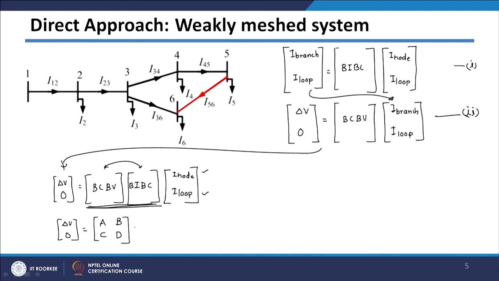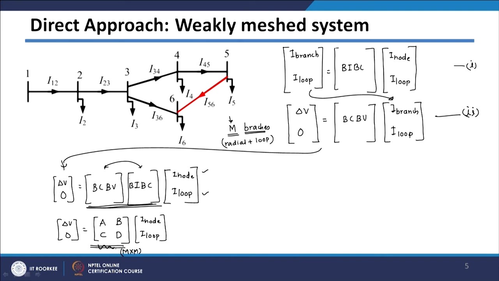After making the multiplication, multiplied by I node and I loop. Now the size of this matrix will be M by M. If there are n number of branches in the system, the size of this matrix will be M by M, where M is the number of branches, consisting of loop branches also, excluding radial branches plus loop branches. If you consider both, then the size of this will be M by M.